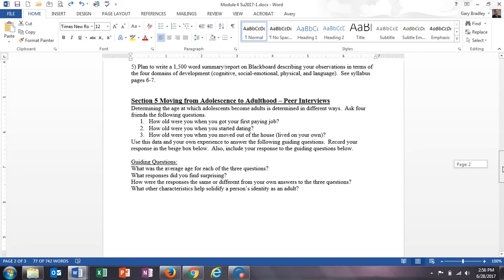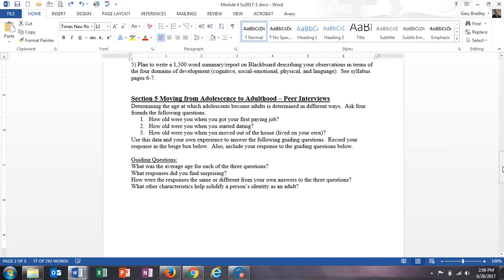Okay, section 5. What we're trying to do is we're talking about moving from adolescence to adulthood. And what are those factors that people consider benchmarks where you're moving from adolescence into adulthood? Well, one of those might be, how old were you when you got your first paying job? Pretty much outside of the house unless you're working in the family business. How old were you when you started dating? How old were you when you moved out of the house?